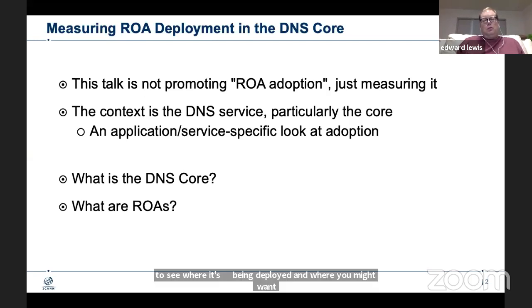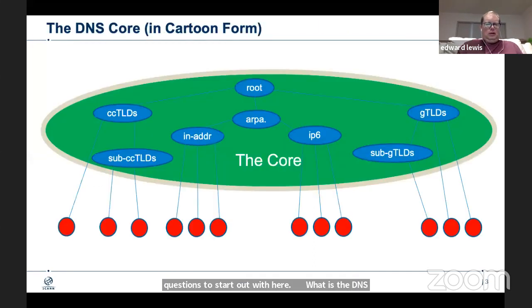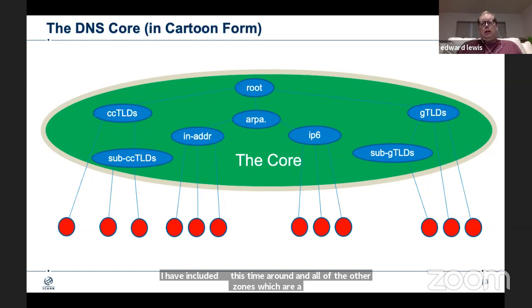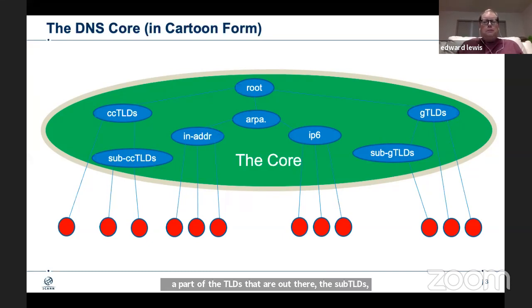So I have 2 questions to start out with here. What is the DNS core, and what are ROAs? I think some of us may know parts of this. Last time I gave this talk was part of the ROA session, so I've added to that this time around. So first, the core. The core basically is the collection of the DNS at the very top, the root zone, the ccTLDs, the gTLDs, the reverse map I've included this time around, and all of the other zones which are part of the TLDs out there, the sub TLDs like co.uk, for example, subzones.